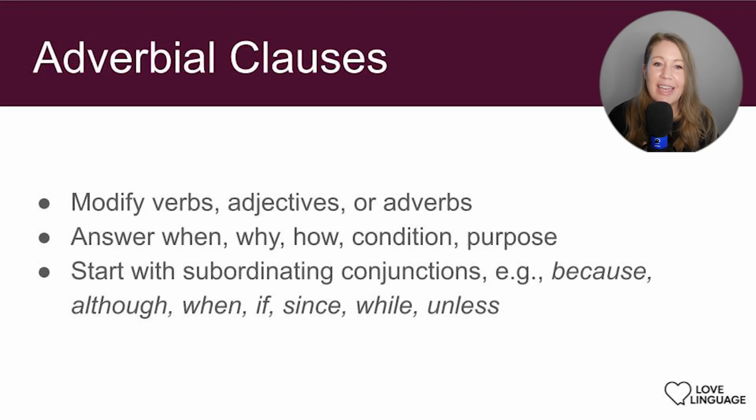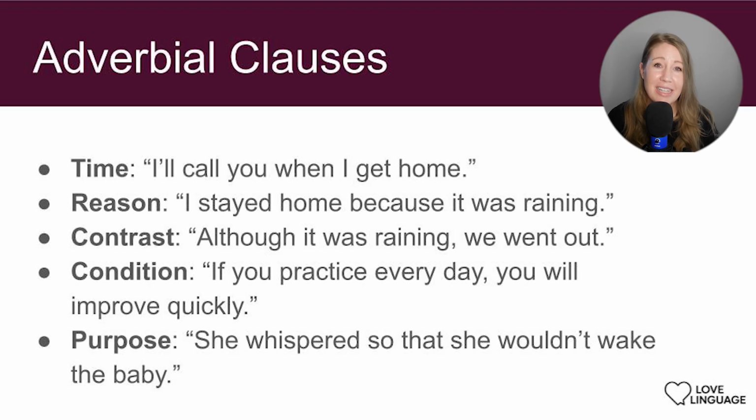Finally, we have adverbial clauses. These act like, no surprise, adverbs. They modify verbs, adjectives, or even other adverbs. They usually answer questions like when, why, how, under what condition, or for what purpose. They often start with subordinating conjunctions like because, although, when, if, since, while, or unless. Adverbial clauses can be classified by the type of information they provide. So here are the main types you should know.